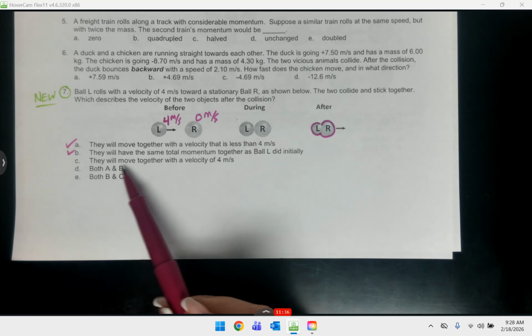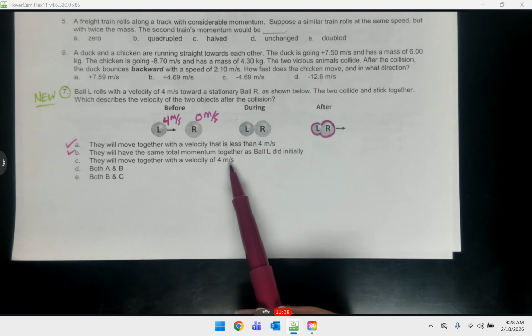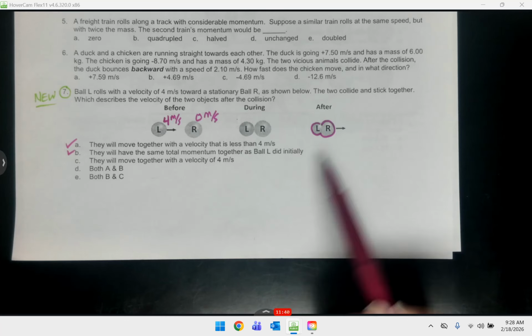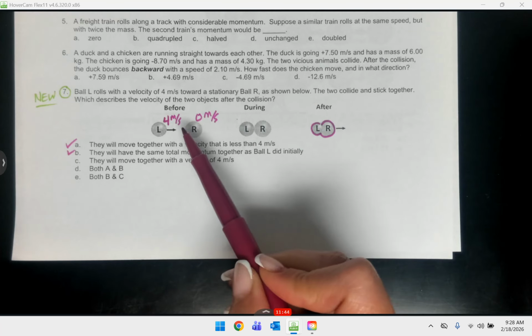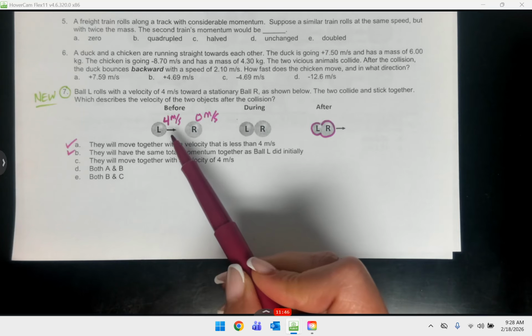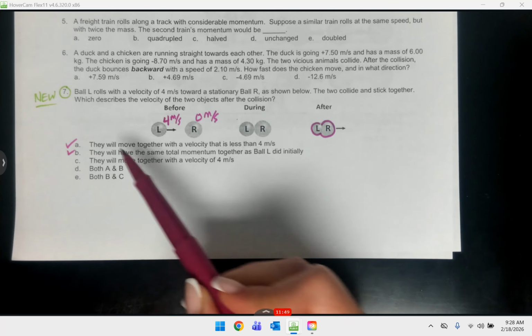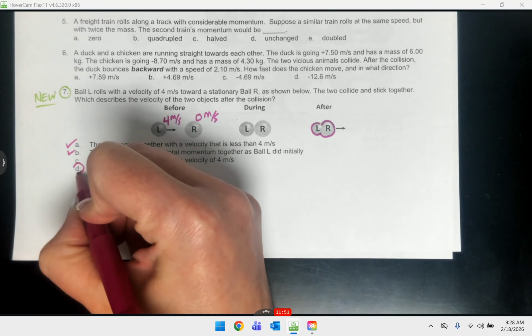And then it says they will move together with a velocity of 4 meters per second. Again, that can't be true because if they did that, there would be more momentum at the end than what we started with since there's less mass here. Okay, so it's A and B both are correct, which is answer choice D.